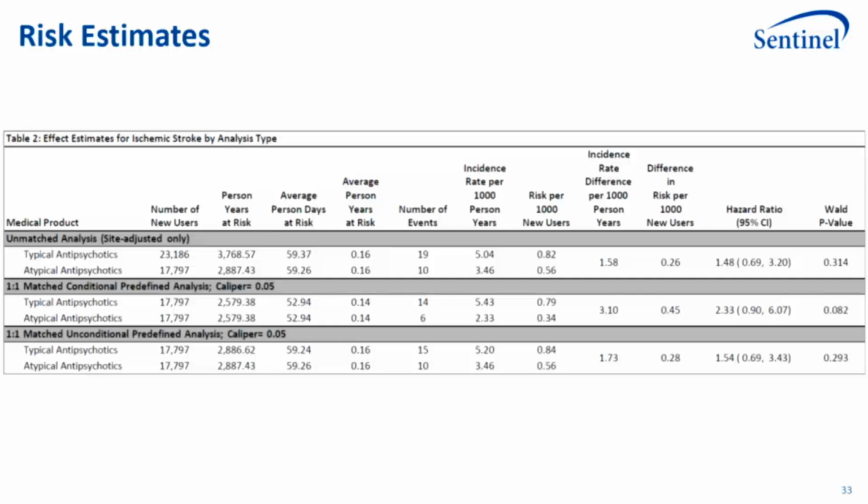Then I'll quickly show you the different columns. You've got the number of users, their years at risk, the average number of days at risk, average years at risk, et cetera. And then you get into your actual risk estimates: your incidence rate, the risk per 1,000 users, incidence rate difference, et cetera. And then here's your hazard ratio and 95% confidence interval. This is your unadjusted, and then this is your one-to-one matched unconditional analysis. You can see basically a null result, and you get a p-value. Again, this will be much more exciting when Jane shows you real data, but that's the output you'll get.